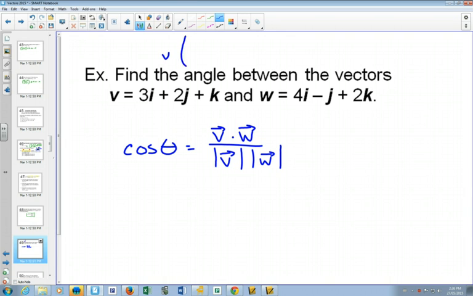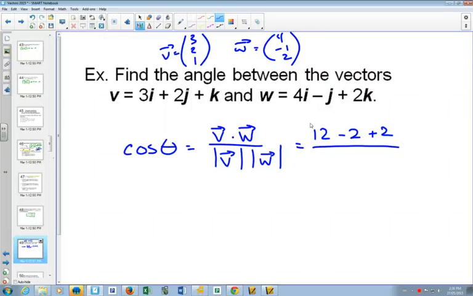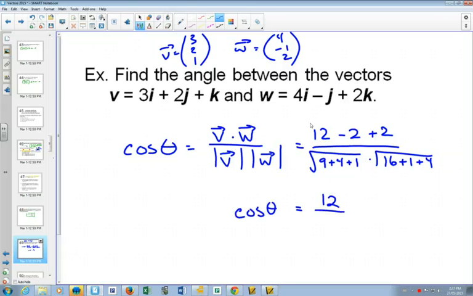So our vector V, I'm going to write it out like this, 3, 2, 1. And our vector W, 4, negative 1, 2. Our dot product is going to be 12 minus 2 plus 2. The length of V will be the square root of 9 plus 4 plus 1 times the length of W, which will be the square root of 16 plus 1 plus 4. So we're going to get 12, cos of theta is equal to 12 over root 14 times root 21.